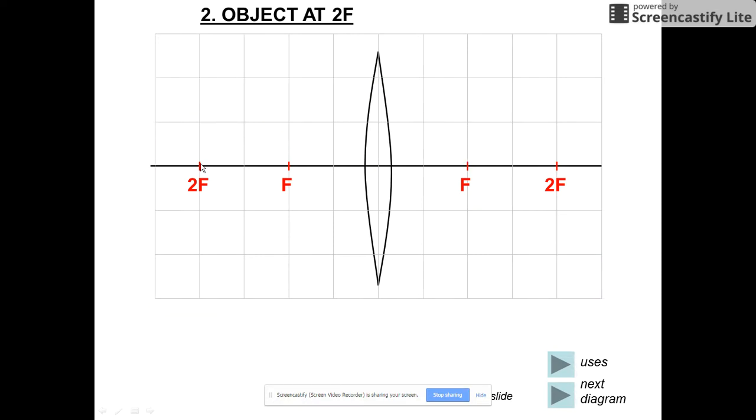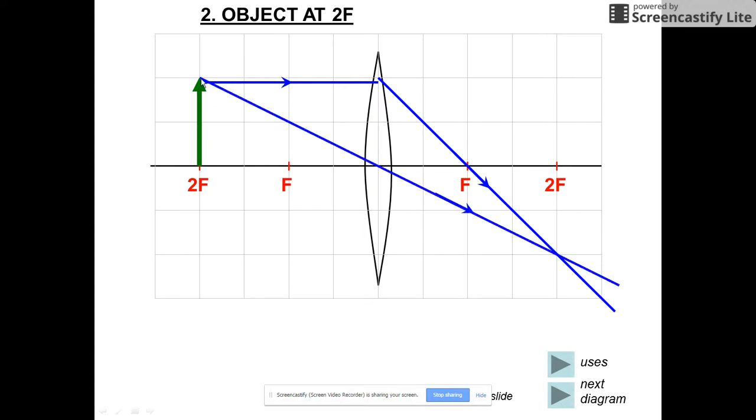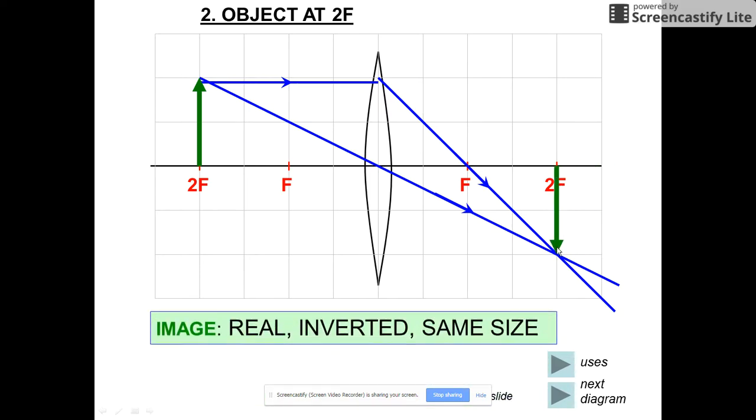If we put the object at 2F now, so we've moved it a bit closer, we draw the ray that is parallel to the axis, and it changes direction at the midline and passes through F. And we draw the ray from the top of the object that passes through the center of the lens and doesn't change direction. We now see that our image is formed at 2F. It's inverted, it's a real image because I can project it on a screen, and it's the same size.